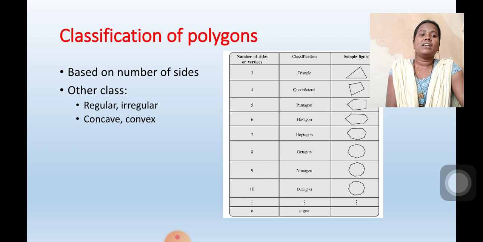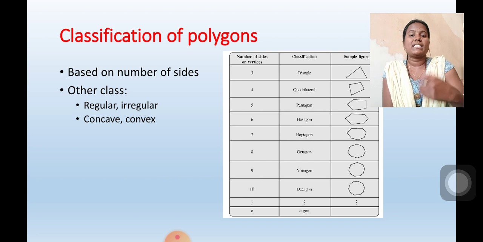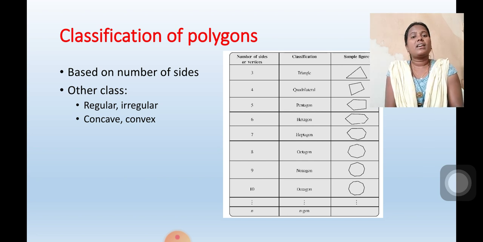Yes, so in the table, if you observe, the number of sides or vertices and the classification and the sample figure are given. Yes, if it is having 3 sides, triangle; 4, quadrilateral; 5, pentagon; 6, hexagon; 7, heptagon; 8, octagon; 9, nonagon; 10, decagon. And as the number of sides increases, based on the number of sides the name of a polygon can be given. So if it is having n number of sides, it is named as n-gon.